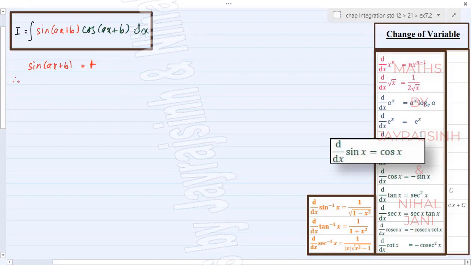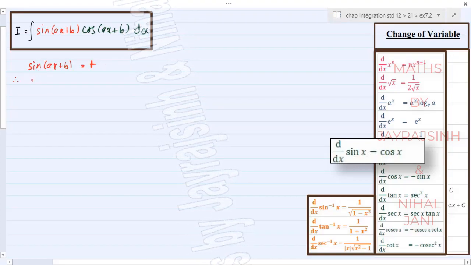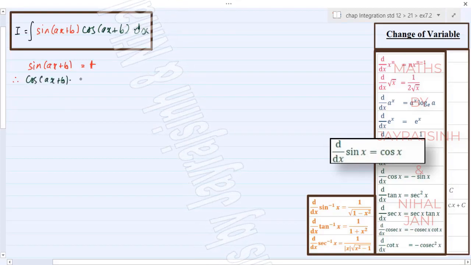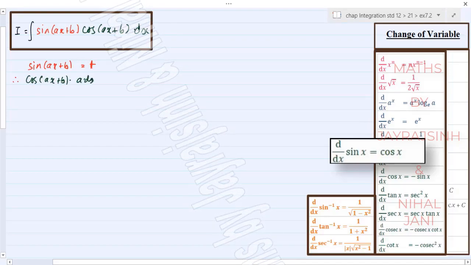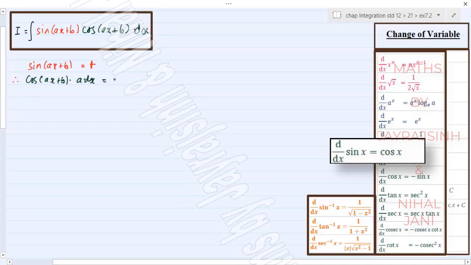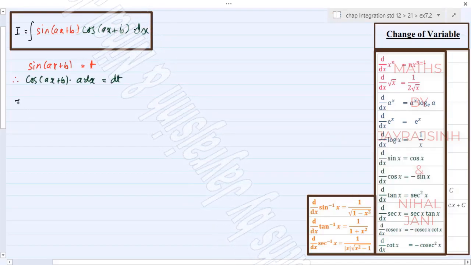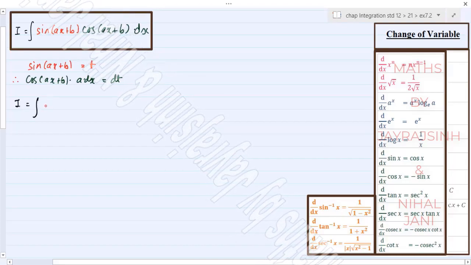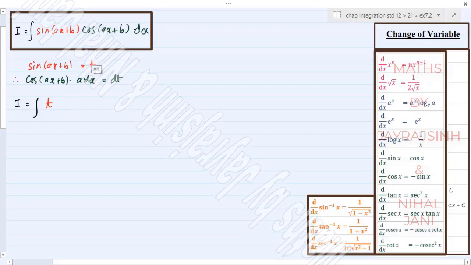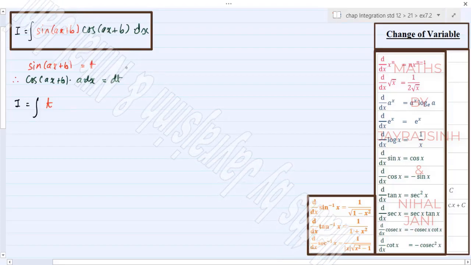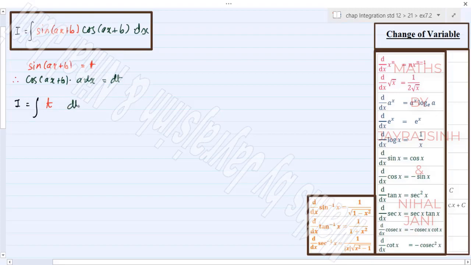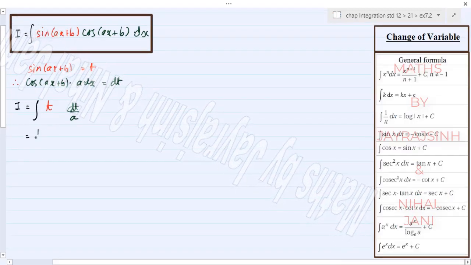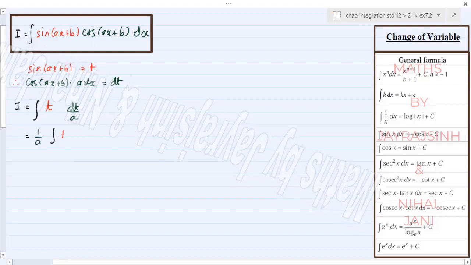Now, let's follow the procedure. The differentiation of sine will be cos(ax plus b) dot a dx, which is equal to the differentiation of t, which will be dt. So we are ready to modify our integration. Instead of sin(ax plus b), we write t, and this cos(ax plus b) dx will be dt by a. 1 upon a is a constant, take it outside. We just have to integrate t.